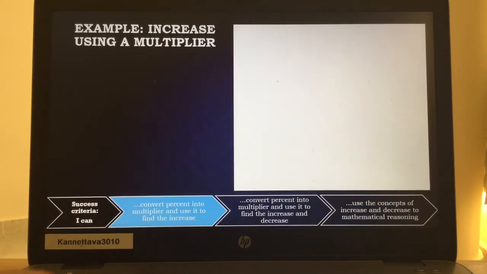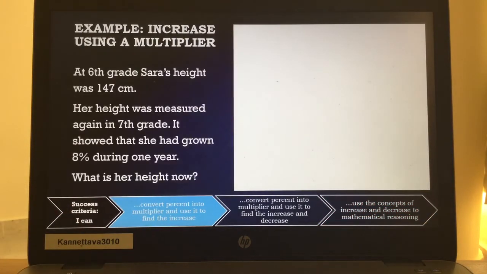Okay, let's have an example. Increase something using a multiplier. There's Sarah in 6th grade. She was 147 centimeters, and her height was measured again in the 7th grade, and it showed that she had grown 8% during 1 year. So what is her height now?